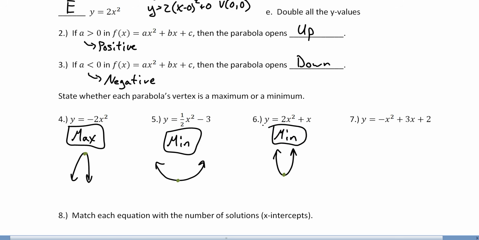The next one, the a value is a negative, and it's a -1, so it's actually our standard shape. So standard shape opening down, but the a value being a negative makes this thing open down, which means the vertex is at the top, so it's a maximum.